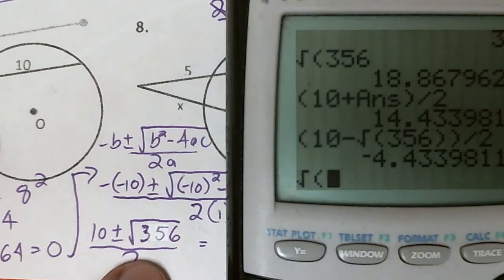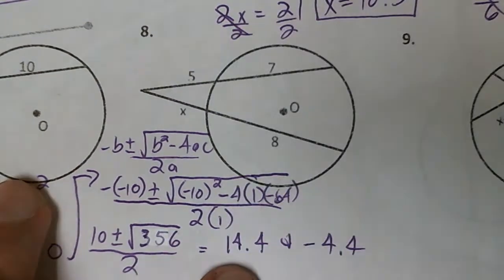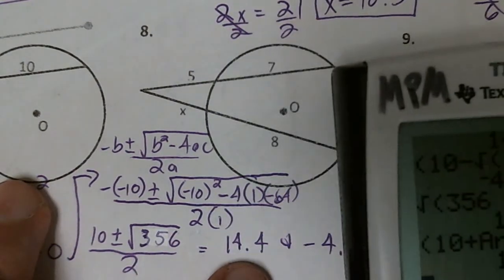So if you just wanted to get that number first, type in the square root of 356. I want 10 plus that number, 10 plus second answer, divided by 2. That gives me that first number. So one of my solutions might be 14.4.